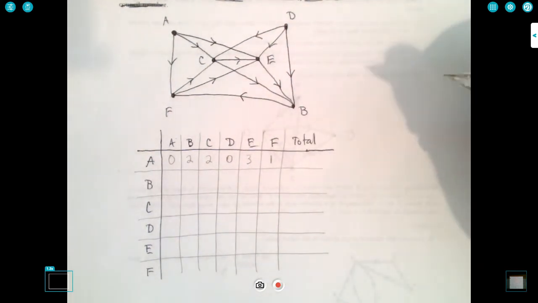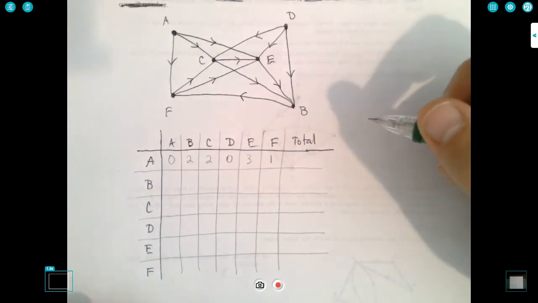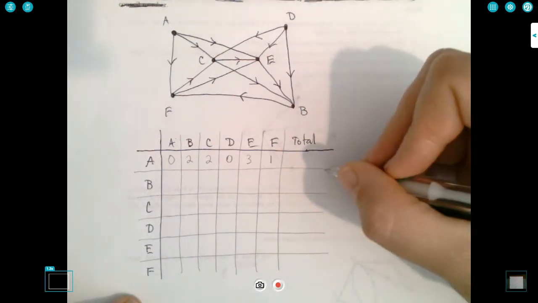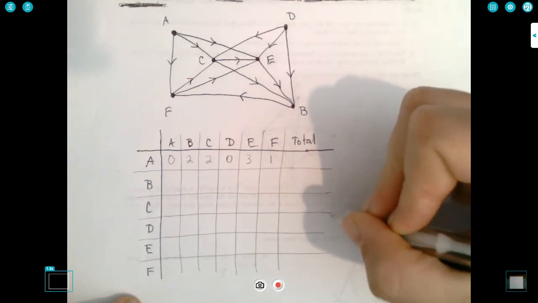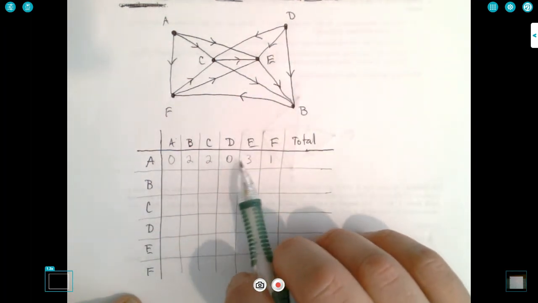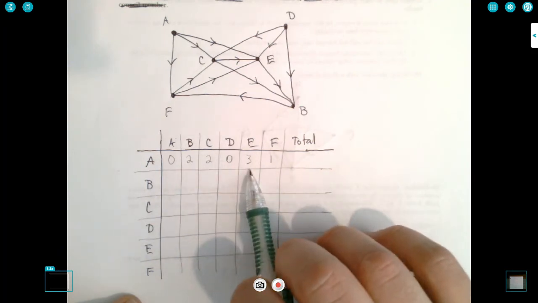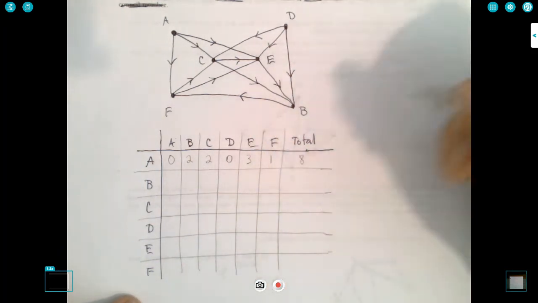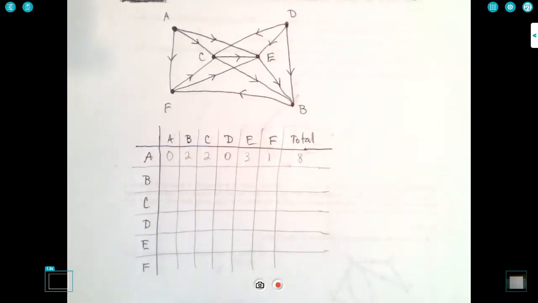All right, so the total amount of direct and secondary influence that Alvarez has is 2 plus 2 plus 3 plus 1. So that's 4, 5, 6, 7, 8. Okay.